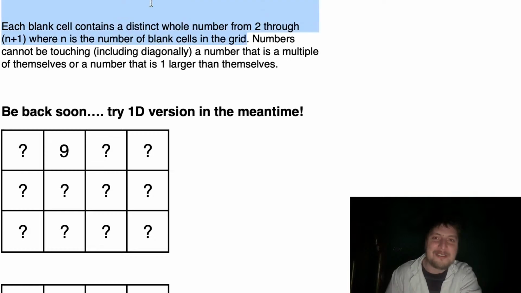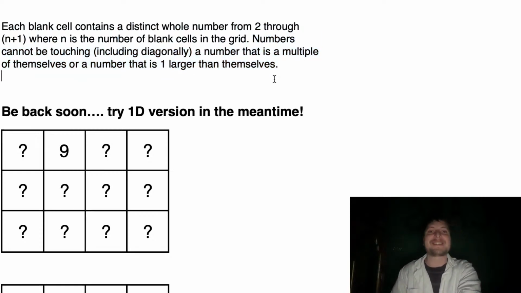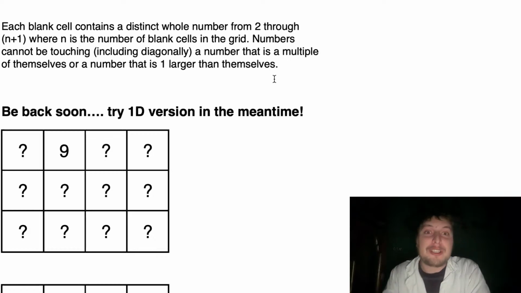I mean, this first rule is a little trickier than if I said from 1 upward. But the main rule is simpler if I start from 2. Because otherwise 1 couldn't touch anything. Everything's a multiple of it. So I'll be back very shortly.